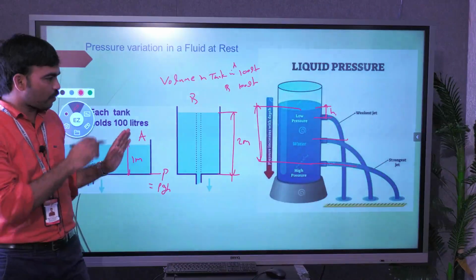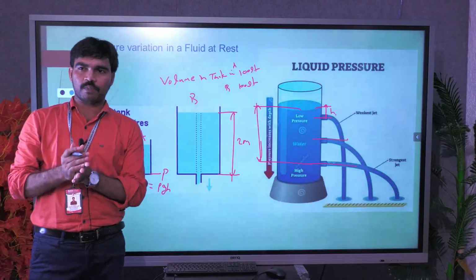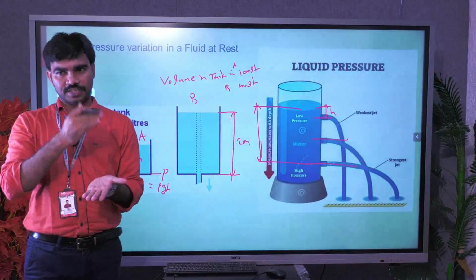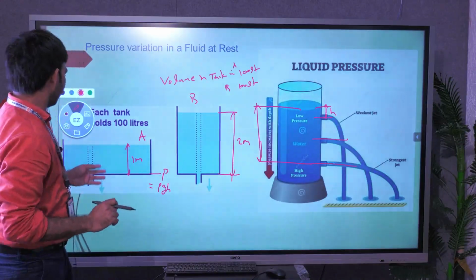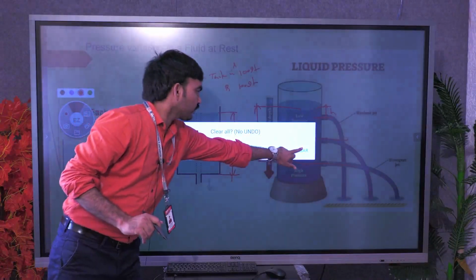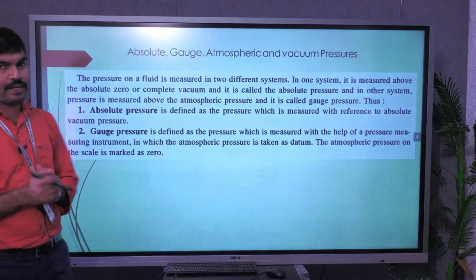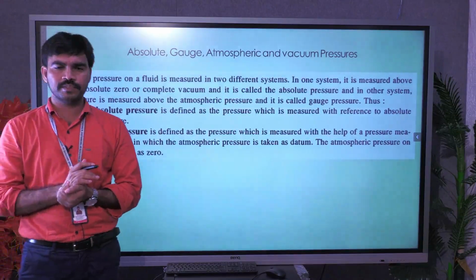So from all this we can say the pressure depends only upon the height of the liquid column. It does not depend upon the mass or shape or area of the liquid column or fluid. Okay, I hope you understand this concept. Next, we will try to understand atmospheric, gauge and vacuum pressures.